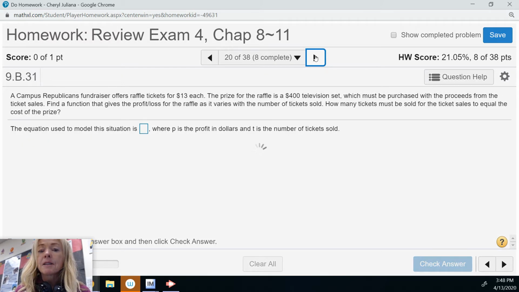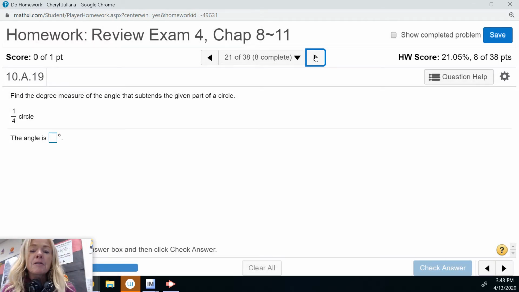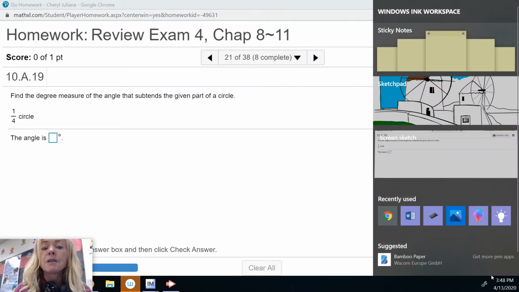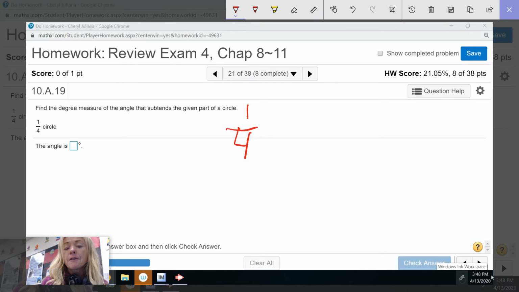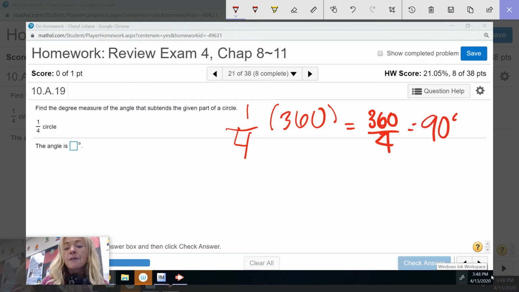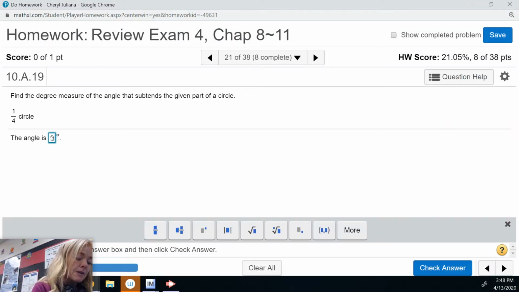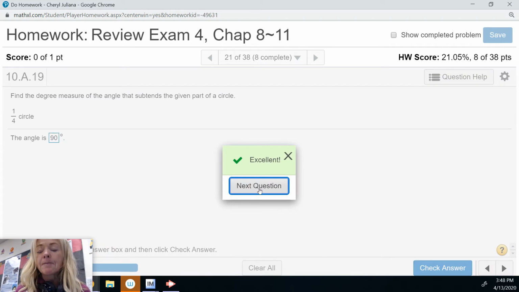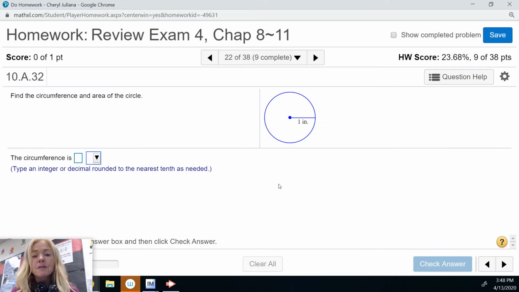21. All right, so find the degree measure of the angle that subtends the part of a circle. So if I have 1/4 of a circle, what I need to do with that is I multiply 1/4 of the total degrees. And as we know, the total degrees is 360. And if I take 360 divided by 4, that's going to be 90 degrees. Pretty simple. So all you do is multiply your 1/4 by the total 360. And 90 degrees, 1/4 of the circle.